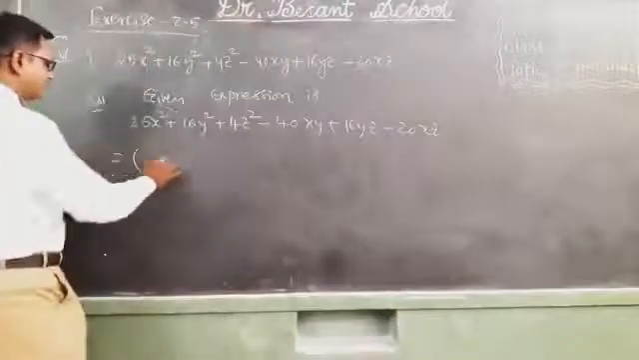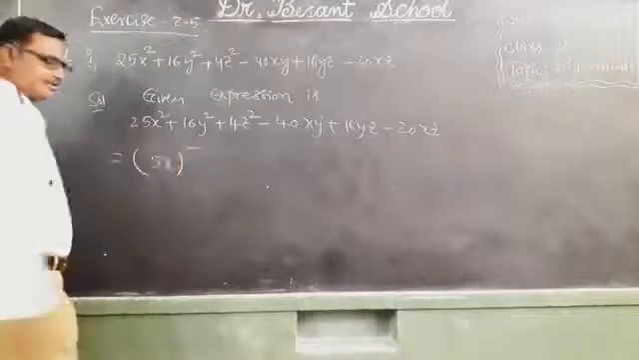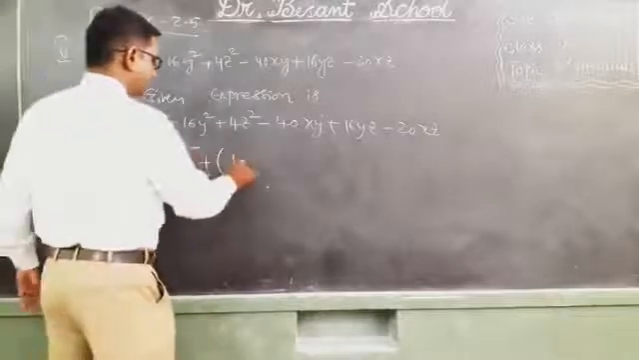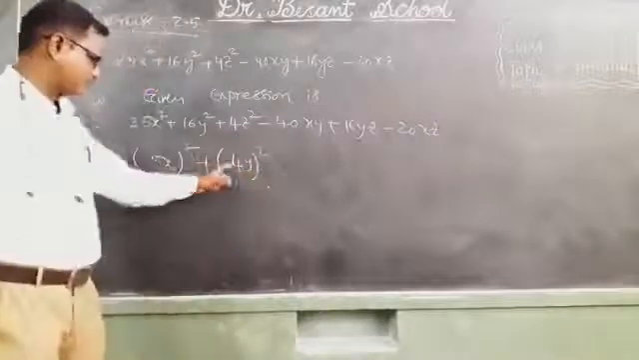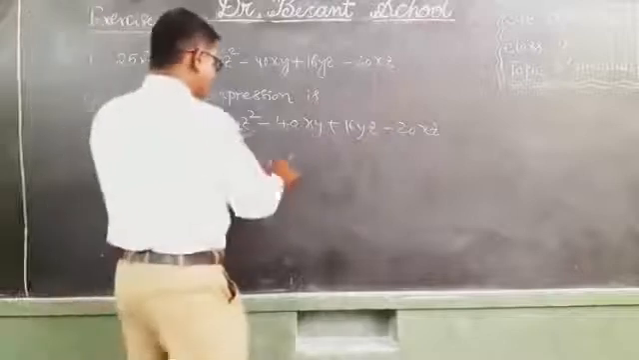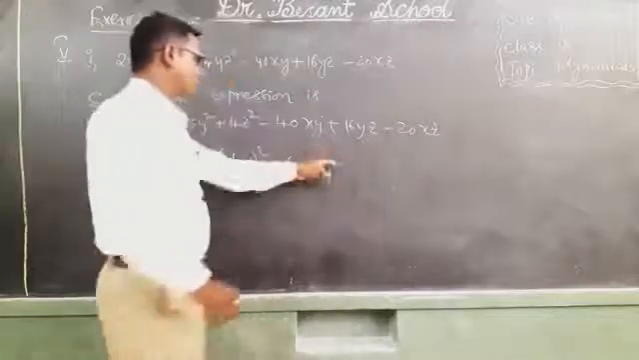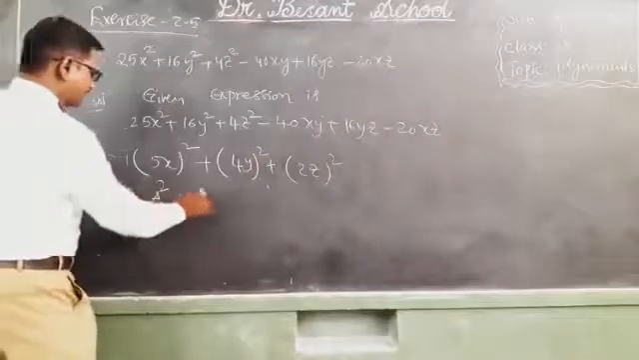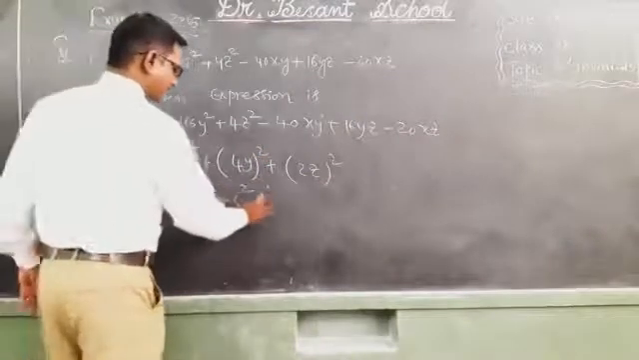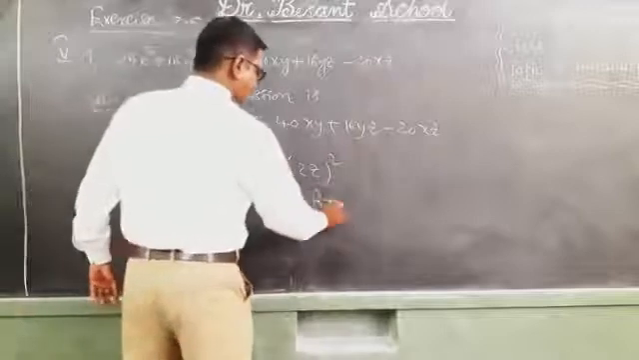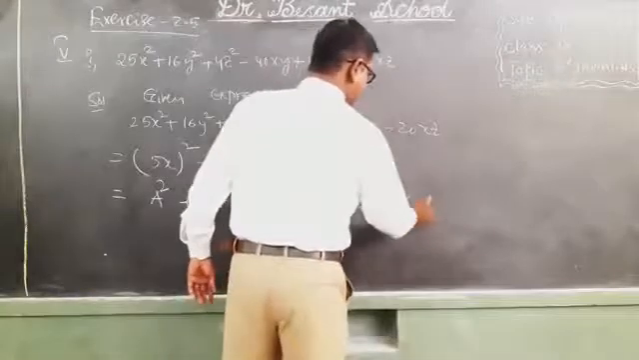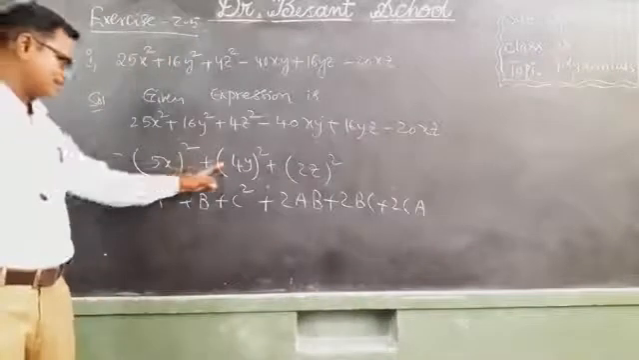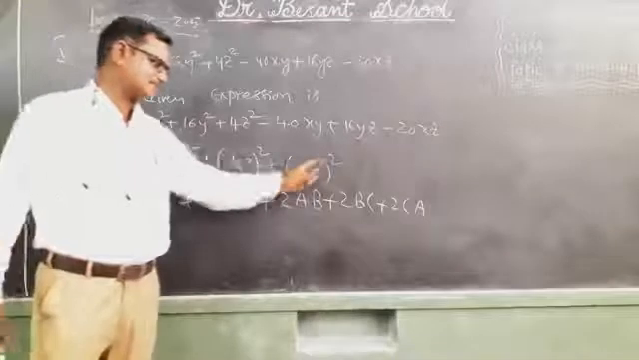First we write it as 5x whole square, 5 square is 25x square, plus 4y whole square, because 4 square is 16y square, plus 2z whole square, 2 square is 4z square. Now we have written a square plus b square plus c square, where a is equal to 5x, b equal to 4y, c equal to 2z.